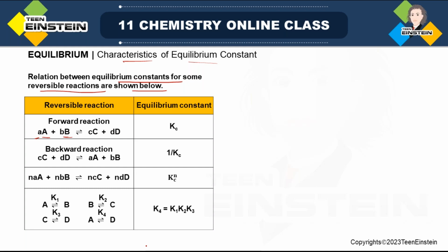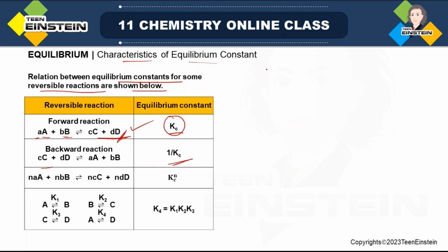Suppose it is the forward reaction, and for this the equilibrium constant is Kc. When you are reversing the reaction, it means you are now considering this as the starting point, which is why it is written on the left hand side. We call it backward. If for the first reaction the equilibrium constant is Kc and you have reversed the reaction, then for this new reaction the equilibrium constant will be the inverse of the previous value.